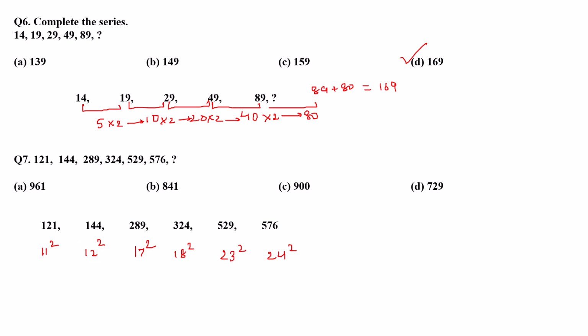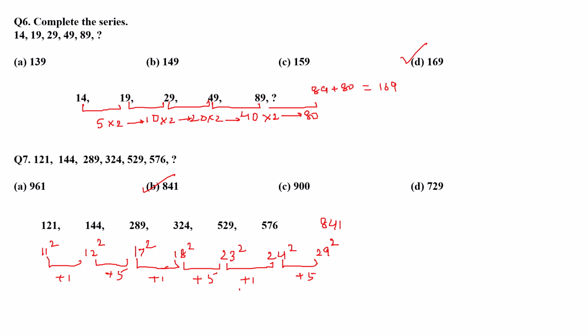Now between 12 and 17, what is the gap? Here the gap is 5, right? Here the gap is 1. Again 17 to 18, the gap is 1, and 18 to 23, the gap is 5. Again here the gap is 1. So next, you have to add 5 to 24, you will get 29. So the number will be the square of 29. So 29 square, the answer is 841. So B is the correct option. Okay, so I have covered these two questions. Both the questions were based on series, isn't it?